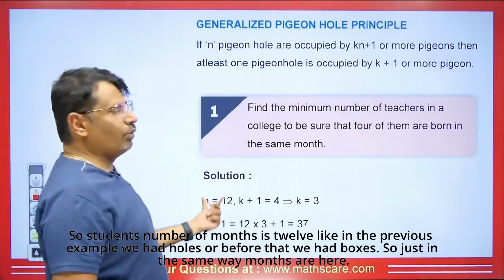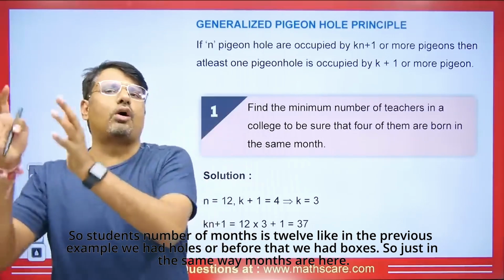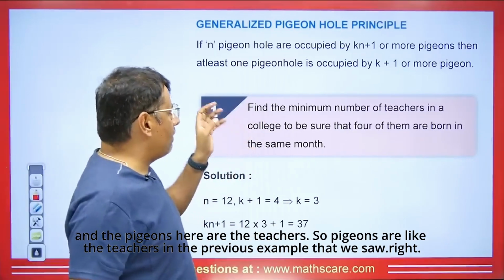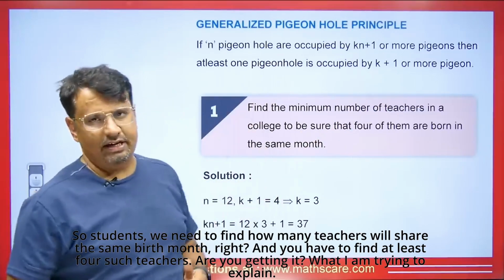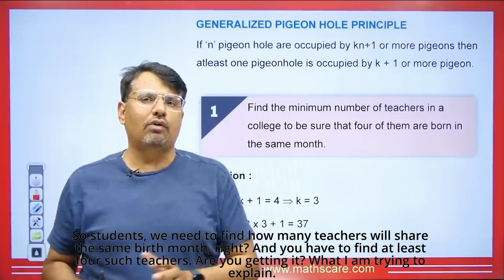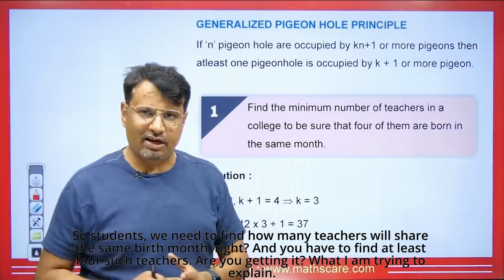So students, the number of months is 12. Like in the previous example, we had holes, or before that we had boxes. In the same way, months are here. And the pigeons here are the teachers, like in the previous example that we saw, right? So students, we need to find how many teachers will share the same birth month, and you have to find at least 4 such teachers. Are you getting what I am trying to explain?